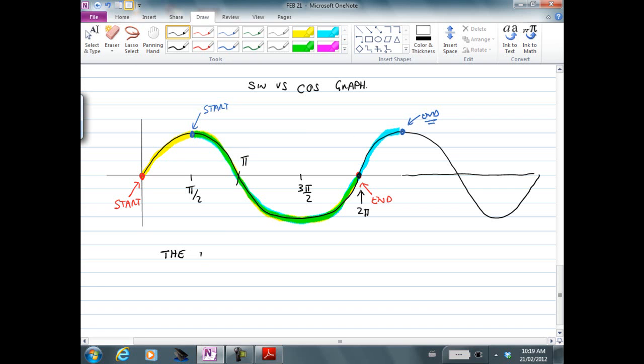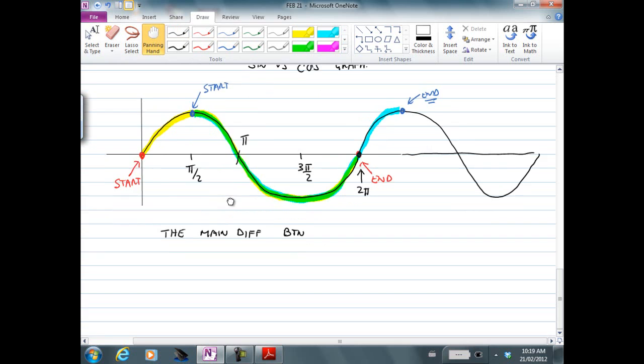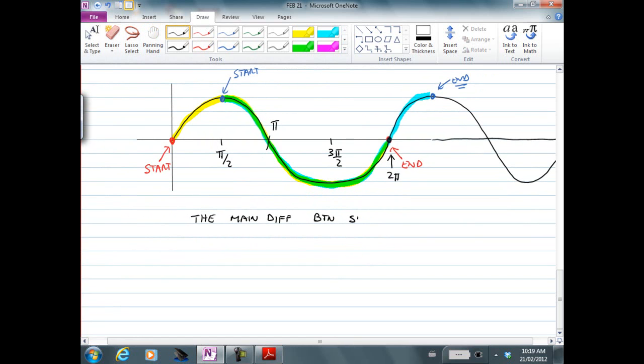The main difference between sine and cos is the phase shift. That's the main difference. The main difference between a sine and cos graph is the phase shift. Amplitude, period, all that stays the same. Only difference really is the phase shift. You can choose where you want to start from. I can start from here, and I have a negative cos graph.